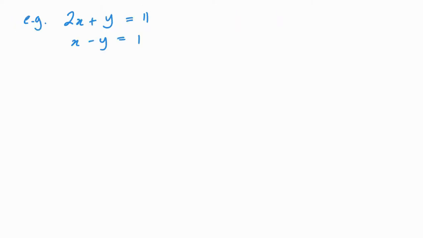Now I need to be able to draw these graphs, and I can do that by thinking about rearranging it. So this first graph is y equals 11 minus 2x, or you can write it as minus 2x plus 11 if you prefer. And this second one is y equals x minus 1. And I need to draw these two graphs. This should be quite straightforward, but if you're in doubt, all you need to do is substitute some values in.